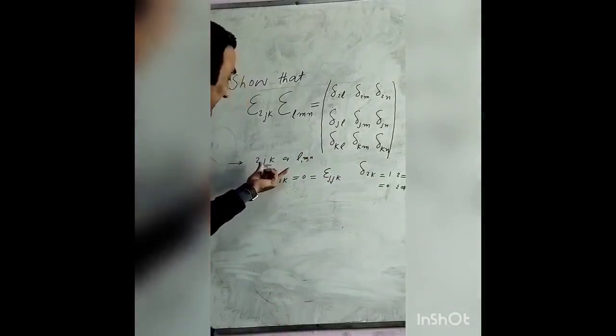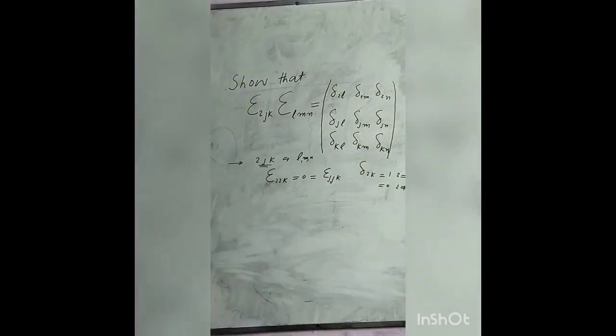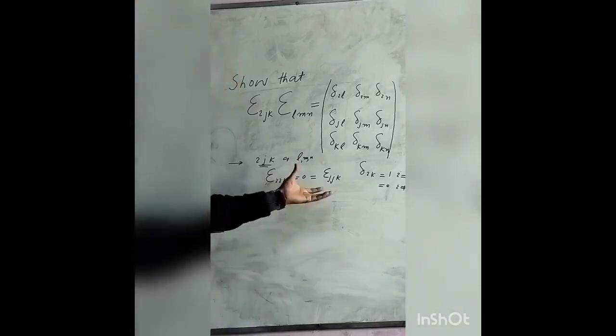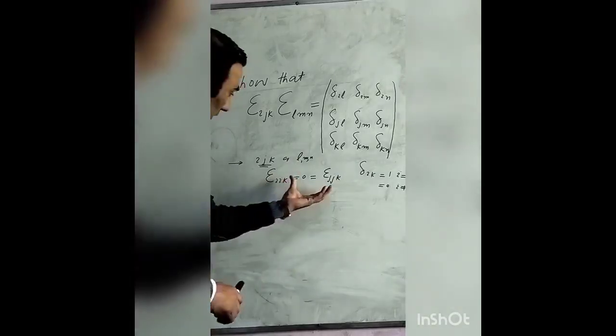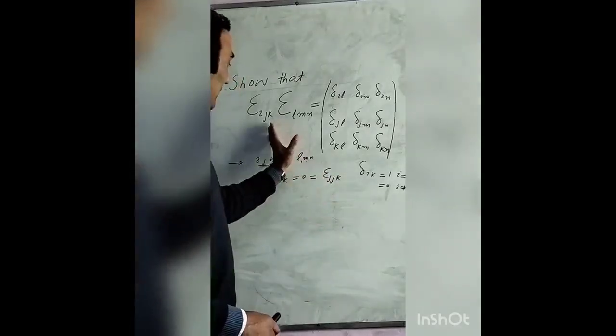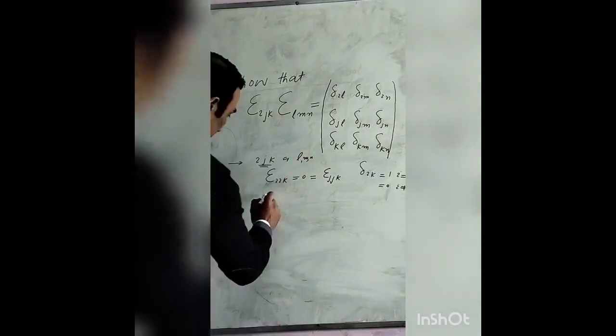As I mentioned, if there is a repetition of these indices, like epsilon iik or epsilon jjk or epsilon kki, or similarly for the other elements, this will be equal to 0. So in that case our left hand side will be equal to 0, because our LHS will be 0.